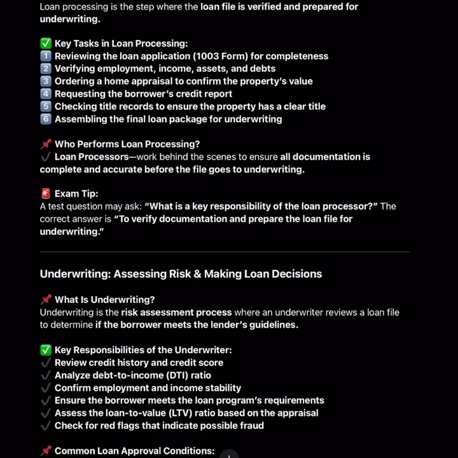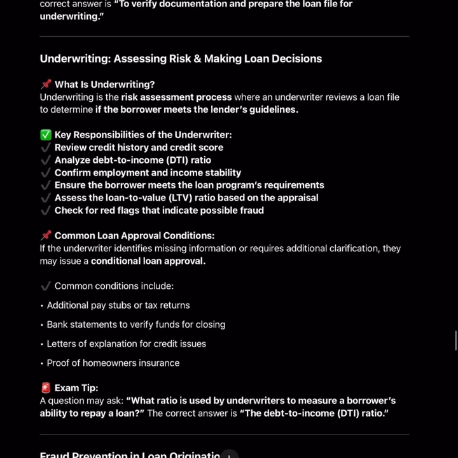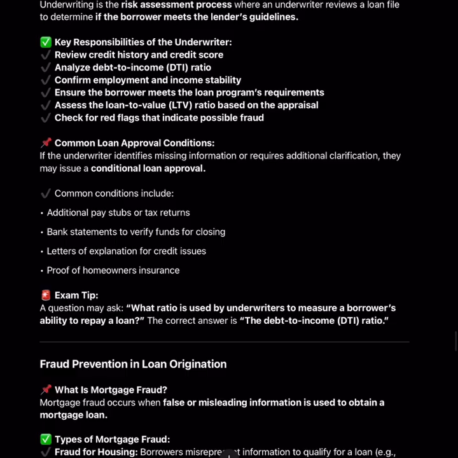Underwriting, assessing risk, and making loan decisions. What is underwriting? Underwriting is the risk assessment process where an underwriter reviews a loan file to determine if the borrower meets the lender's guidelines. Key responsibilities of the underwriter: review credit history and credit score. Analyze debt-to-income, DTI, ratio. Confirm employment and income stability. Ensure the borrower meets the loan program's requirements. Assess the loan-to-value, LTV, ratio based on the appraisal. Check for red flags that indicate possible fraud.